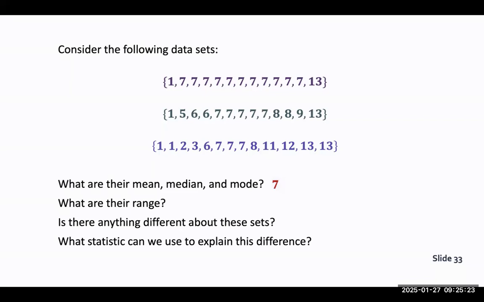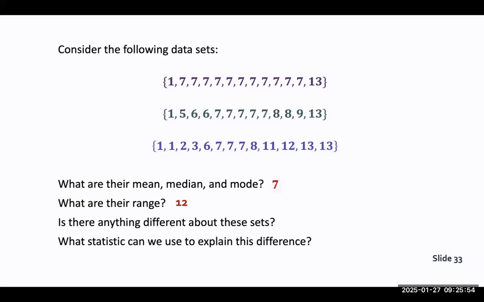So the mean, median, and mode for all of these data sets is 7. What is the range? 12. If you take the largest data value and subtract the smallest data value, you get 12. Now, do these data sets look the same? No, right?